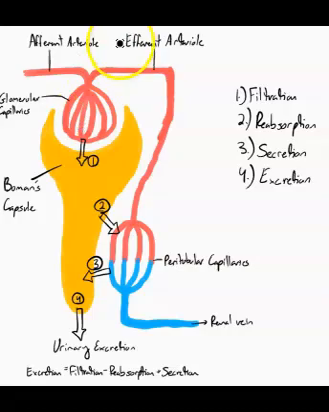The filtration membrane right here, between the capsule and the capillaries, has three different layers, from superficial to deep. The fenestrated endothelium, which is part of the capillaries, blocks blood cells from leaving the capillaries. The basement membrane in between blocks large proteins from leaving. And then the podocytes, which are more towards the Bowman's capsule, form slit diaphragms that limit filtration based on size and charge.